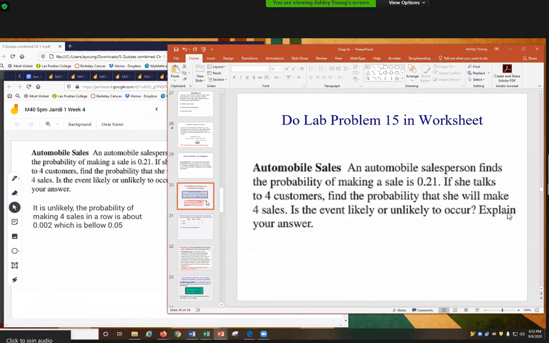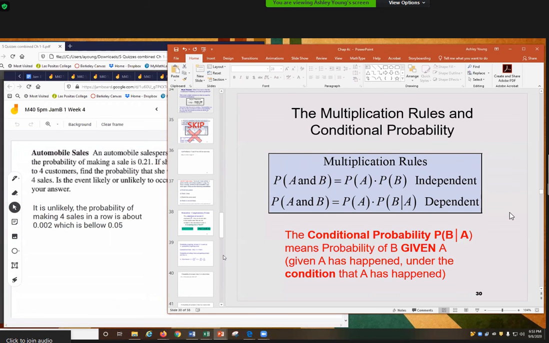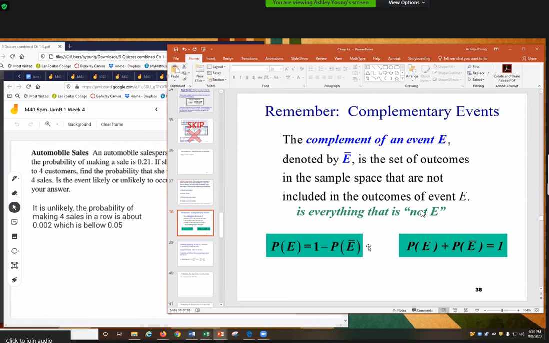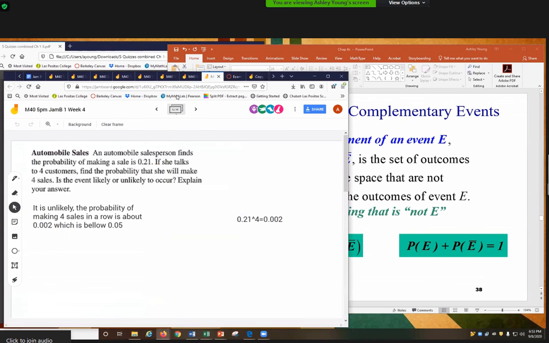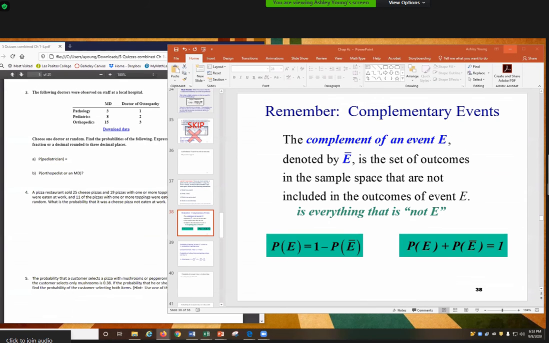Now, we're going to skip ahead a little bit. We'll come back to 16 in a minute, or skip ahead a couple pages. I want to jump into talking about complementary events again. So let me get someone to read this. Nicolette, let me just get you to read it. Go ahead and read it. Remember complementary events. The complementary event of E, denoted by E bar, is a set of outcomes in the sample space that are not included in the outcomes of the event E. Is everything that is not E. Right, everything that's not E.